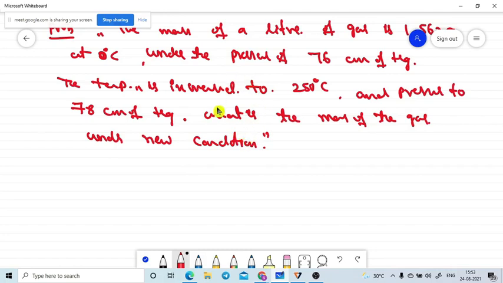Look at this problem. What are they saying? They are saying that volume is constant, and that there is 1 liter of gas only. They are saying that mass is different, and temperature is different.